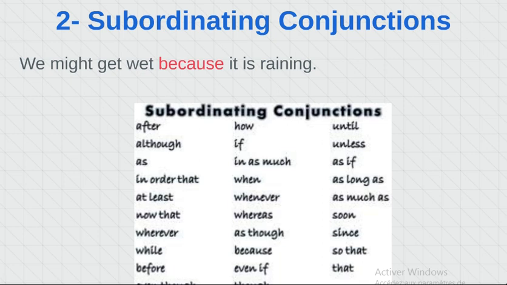So because is the subordinating conjunction. It links the second clause to the first clause. And we say that there is a cause and effect relationship between the two clauses. This table summarizes the most common subordinating conjunctions in English. And be aware, this is not the complete list. They are just the most used ones. This is all about conjunctions.